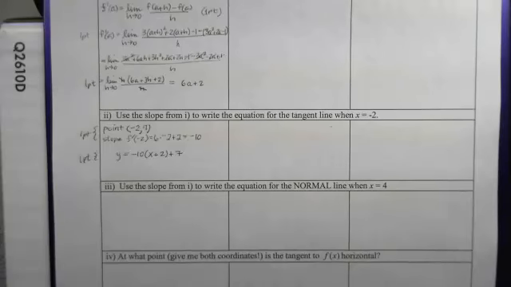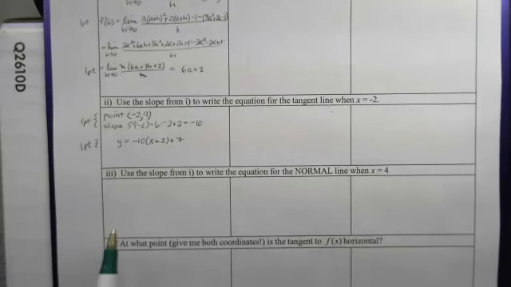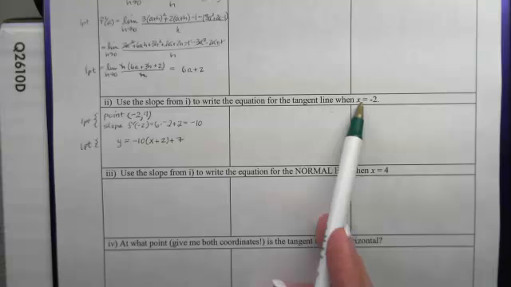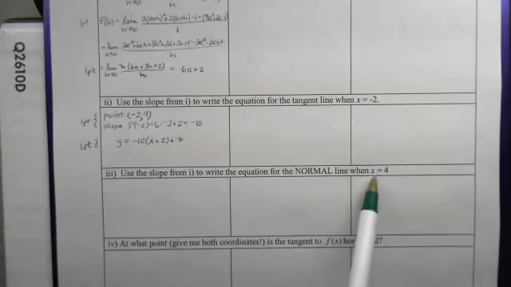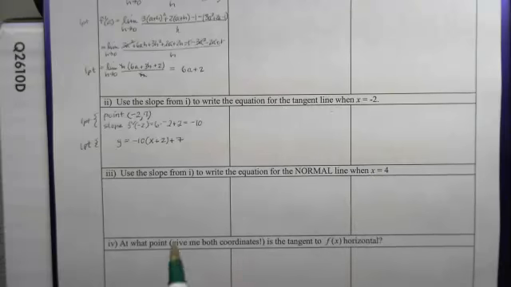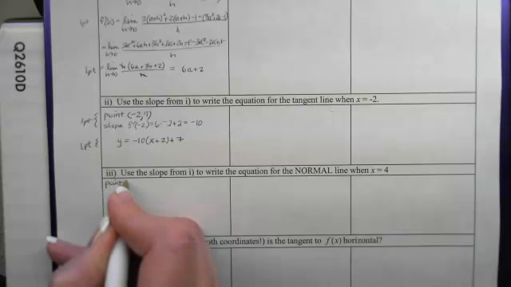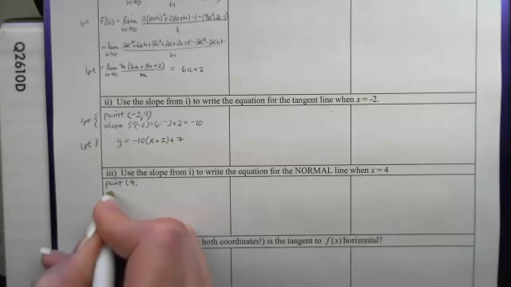Part 3, the biggest mistake that people make when they're doing this part of the problem is that they neglect to use the different point. They try to use the same x-coordinate that they used in part 2 when they should be using this new x-coordinate of 4. So again, we want a normal line, which is going to require a point and a slope.